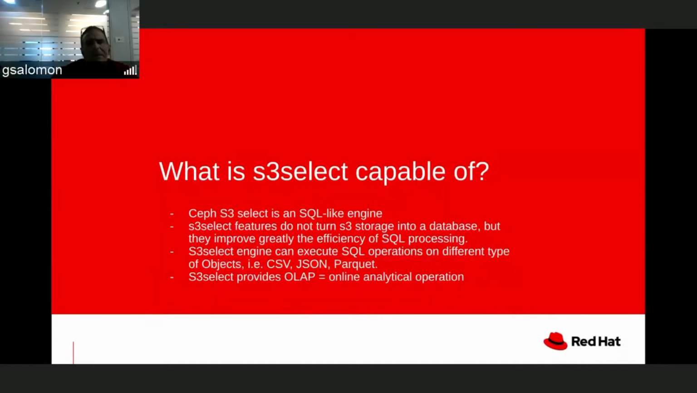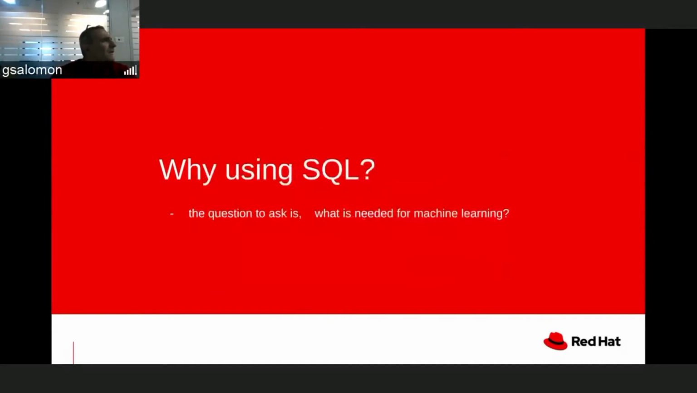Okay. Why using SQL? So maybe the question that should be asked is what is needed for the machine learning? SQL is needed for the machine learning. In practice, this is the language that is for querying data. It should be noted that SQL is a domain-specific language. More than 40 years, it was designed initially for manipulating data.